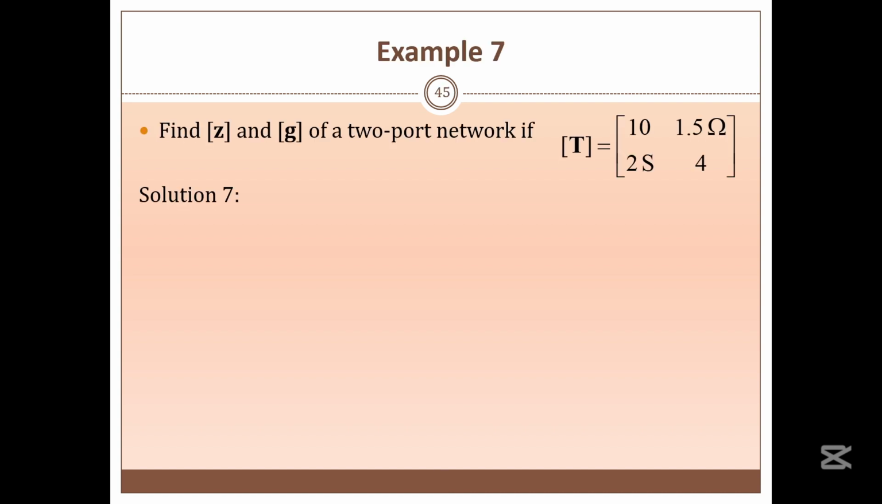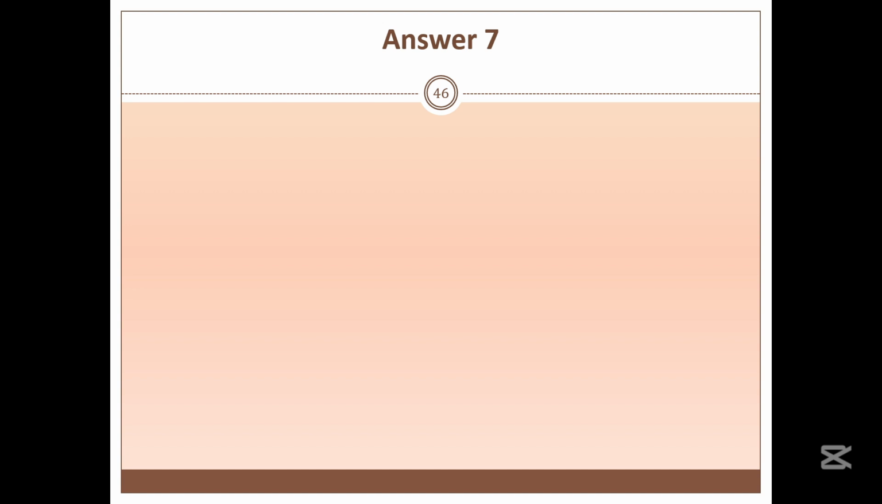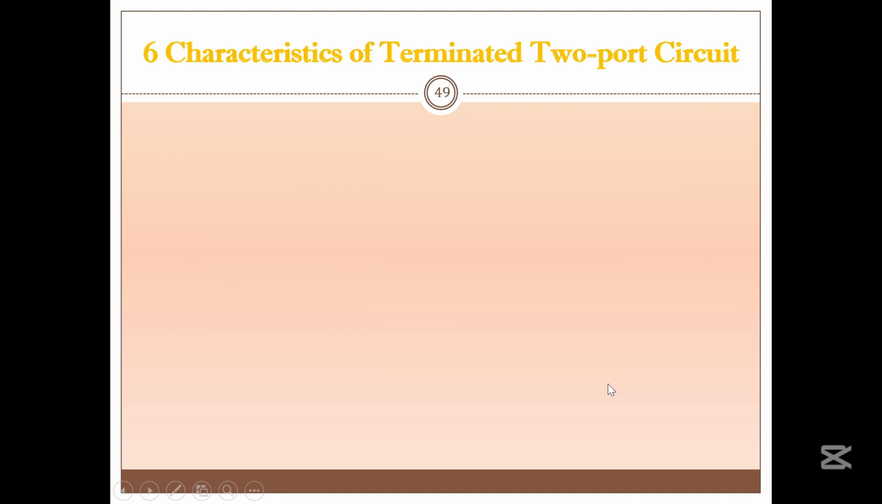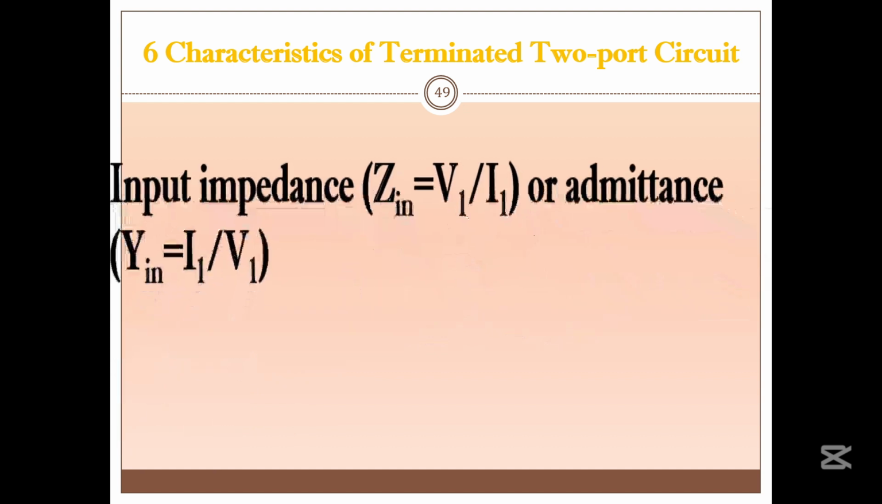The next, this we will discuss in the example, or you can try it, because conversion is not so difficult, you won't do any analysis. And the next part that we will study in this chapter is analysis of termination of two-port circuits, where you can do some analysis like power transfer. Usually we go to the maximum power transfer.